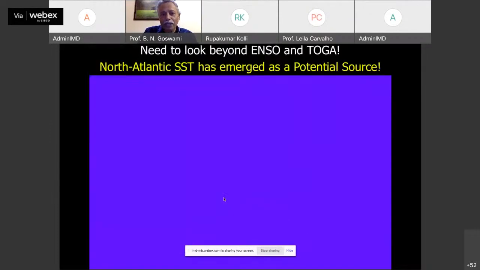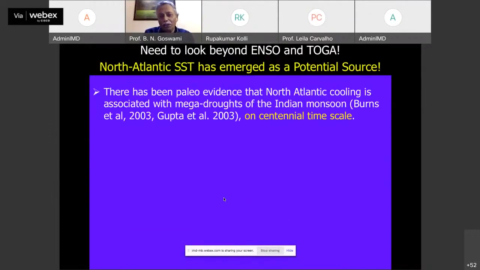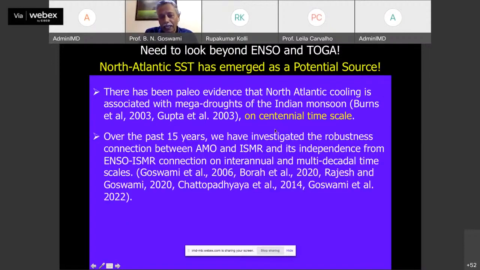But what have been the problems? We need to go beyond TOGA, beyond ENSO. We have to look beyond tropical SST; maybe even extratropical SST could influence the monsoon. But we have not paid enough attention to this. There have been indications that North Atlantic temperatures influence the monsoon on centennial and longer time scales, because mega droughts of the Indian monsoon have been associated with cooling in the North Atlantic.